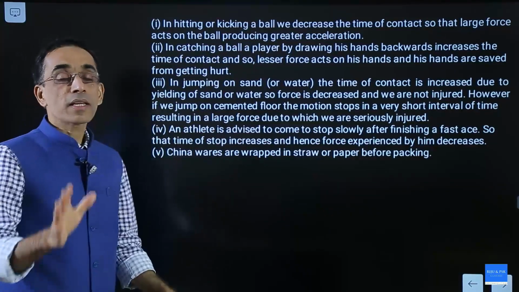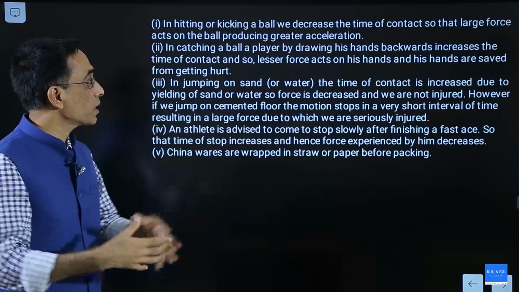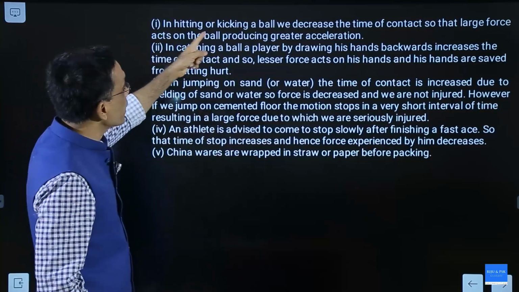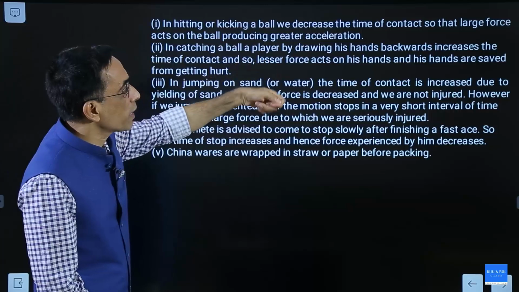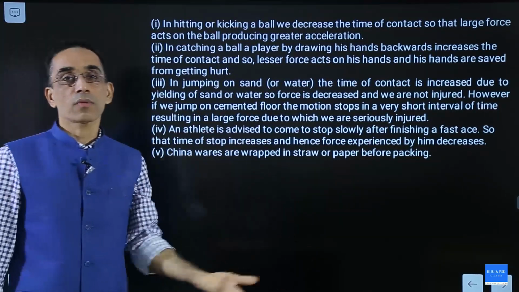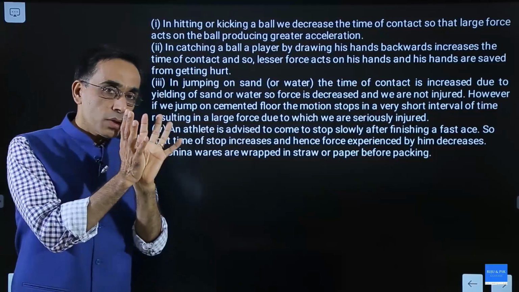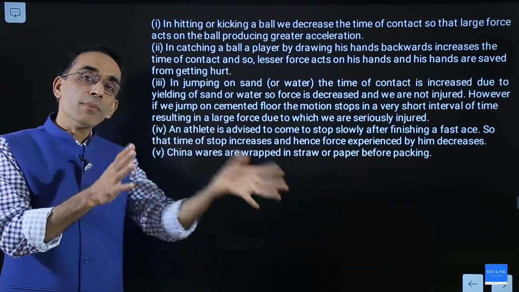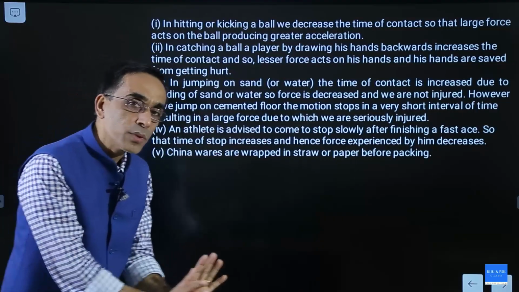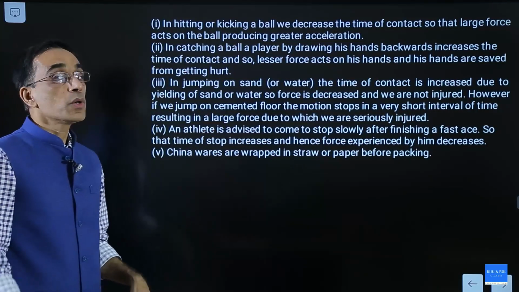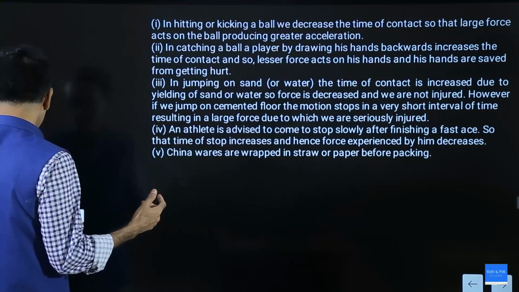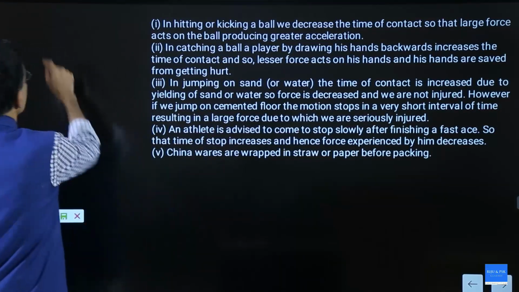Carefully read this. These can come as theory questions. So all of them can be asked as a theory question. Like, in hitting or kicking a ball, we decrease the time of contact so that a large force acts on the ball, producing a greater acceleration. What does it mean? If you want to play football, how do we apply a force on the football? You keep the football and will you slowly push it, or will you give a kick? You give a kick. And why? Because a kick means it takes less amount of time.